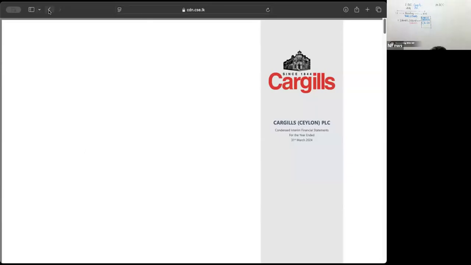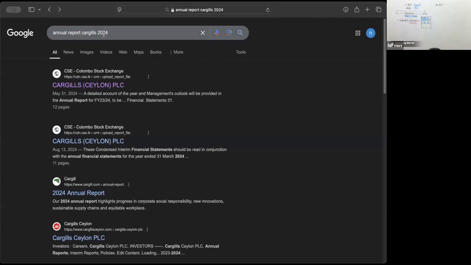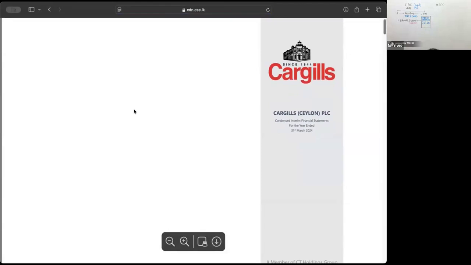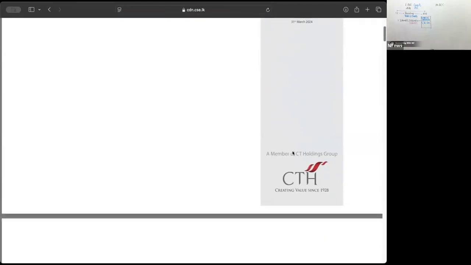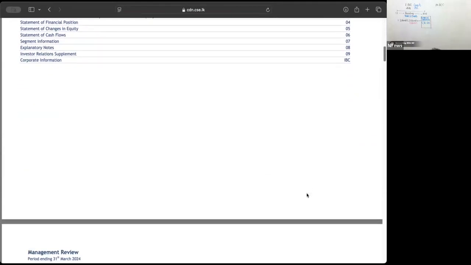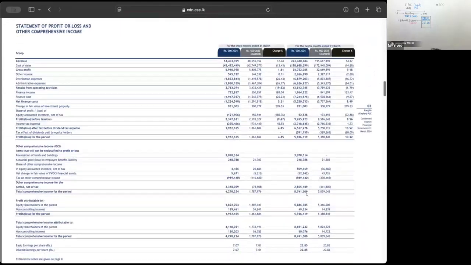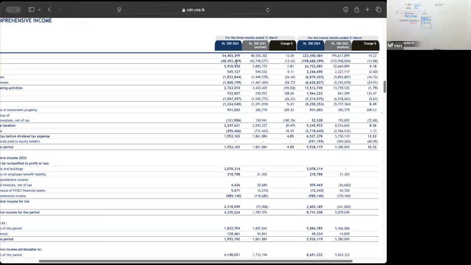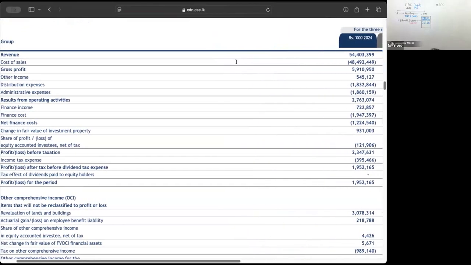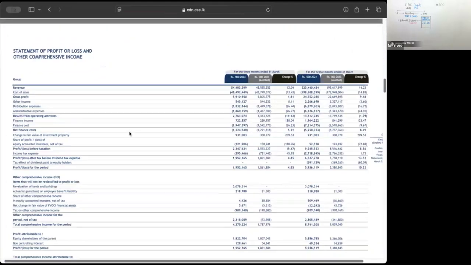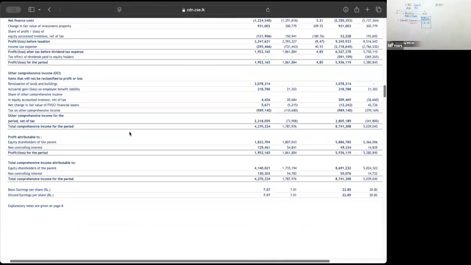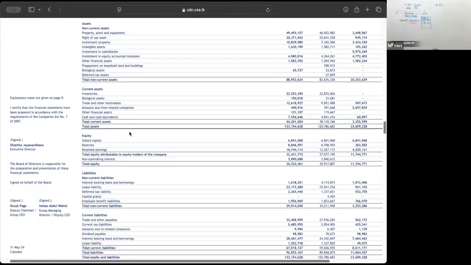Right. So let me show you. Guys, all you got to do is type out annual report Cargill's 2024. Then it will take you to the statement. Can you see Cargill's? Cargill's Ceylon, and this is basically the financial statement of Cargill's for you to refer. Can you see, OMG? They have given you all kind of information. Being a customer, you are able to get access to this. So I wasn't lying to you, okay? I wasn't lying to you.